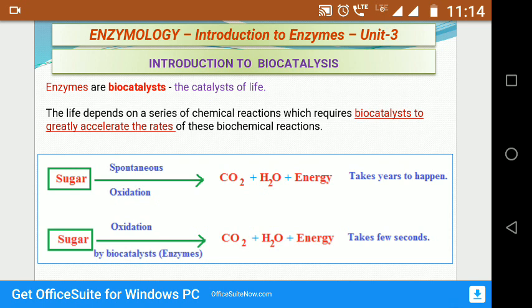So that is the basics of catalyst. Then now we will come back to the biocatalyst.